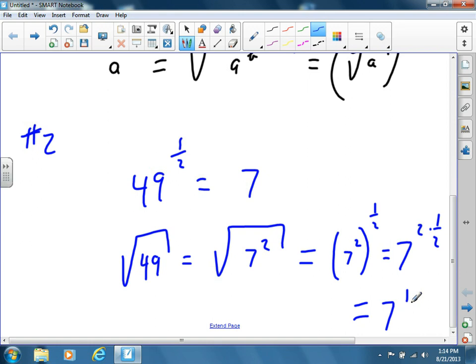So if I recognize this 49 as 7 squared, then it's easy to figure that out. But if not, I can just put in my calculator 49 raised to the 1/2 power, and it's going to give me a 7. I hope. I don't have enough light to even turn my calculator on.